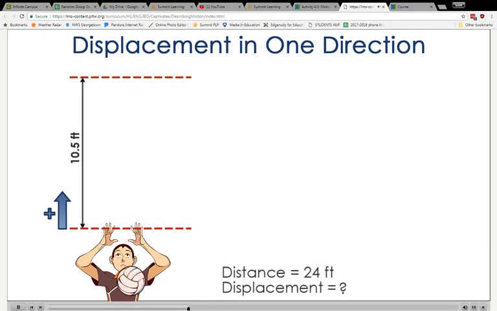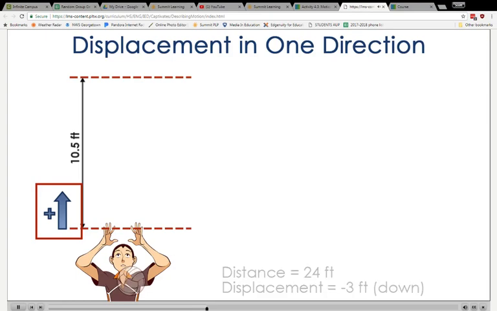If the ball falls below the starting position and travels an additional 3 feet down, the distance the ball travels is 24 feet. What is the displacement when the ball is in this position? The displacement of the ball in this position is negative 3 feet, or down 3 feet. The displacement is negative because the position is in the opposite direction that we defined as positive from the starting position. Remember, we defined up as positive.